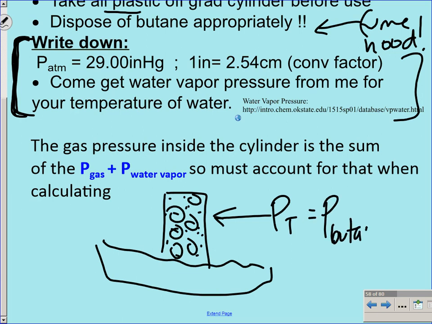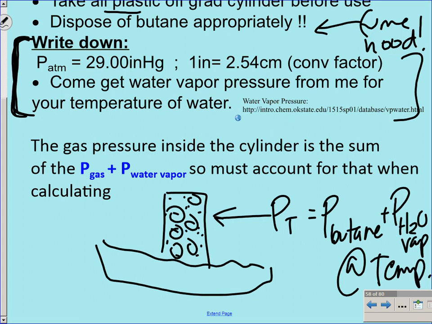Butane. And well, no, it probably is there, but I can't really calculate that. I don't have that kind of power right now. But I know I can figure out the butane pressure and I can figure out the water vapor pressure. And this is all at a particular temperature, and that temperature is the one that you collected in the lab.